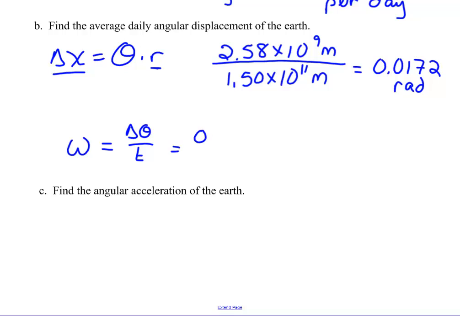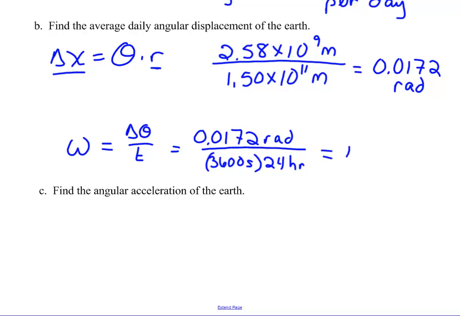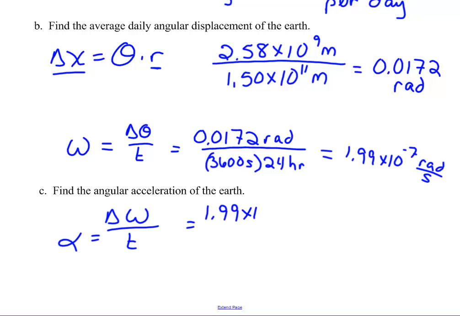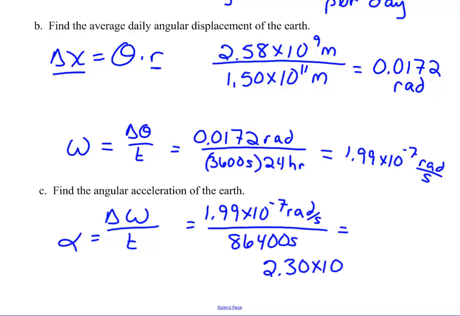I'm not asked to find it, but my angular velocity is the change in radians over time. My change in radians is 0.0172, and this is for 1 day. 1 day is 3,600 seconds times 24 hours, and what I get is 1.99 times 10 to the negative 7 radians per second. To find the angular acceleration, I just take the change in my angular velocity over time. And so I take 1.99 times 10 to the negative 7 radians per second, divided by the time, which is the number of seconds in 1 day, which is 86,400. And I get 2.3 times 10 to the negative 12 radians per second squared.